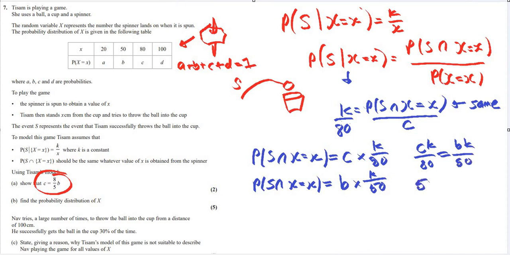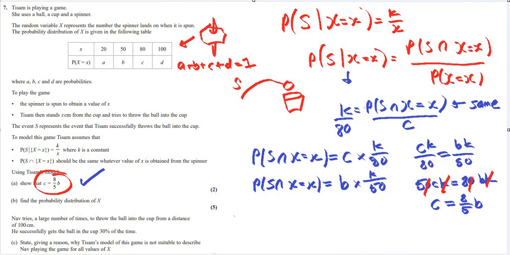And therefore 50CK equals 80BK. And what can I do? I can divide these by 10, and I can divide by K, because the K at the moment is not important. So now I can say that C is equal to 8/5 of B. And I've shown that first part.